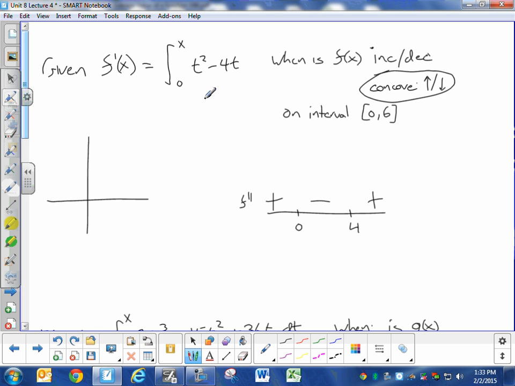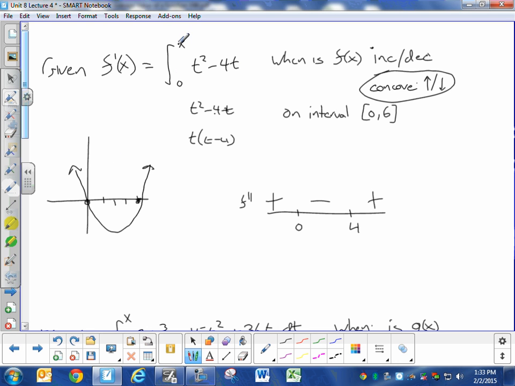If I graph t squared minus 4t, I'll start by setting it equal to 0, t minus 4. We already did this, so 0 and 4. So this is the graph of t squared minus 4t. And this is another way you can see how the values are telling me the concavity. Well, now we're talking about the area from 0 to x under t squared minus 4t.